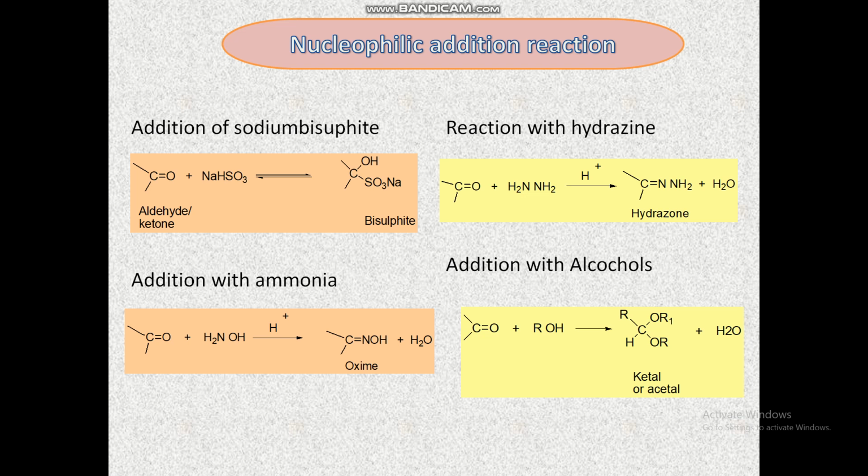So the addition with ammonia: aldehydes and ketones, on reaction with hydroxylamine, will produce the oxime. Ammonia and its derivatives undergo addition-elimination reactions with the carbonyl compounds. The addition compound then undergoes elimination of water and produces the final product, an oxime.